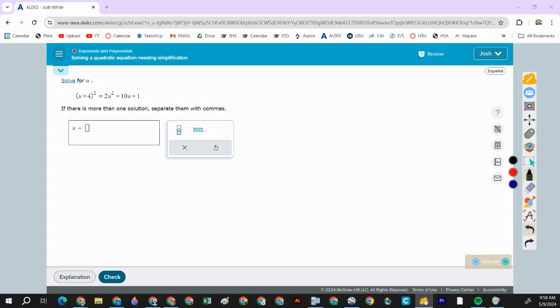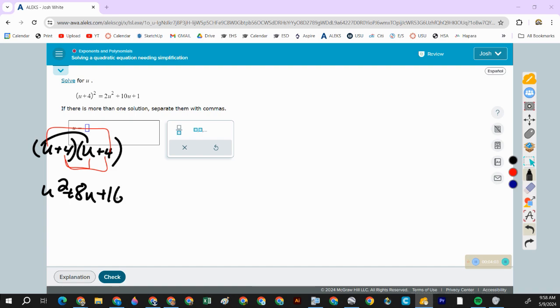All right. On the left side, I do u plus 4 times u plus 4. And that gives me u squared. This is 4u and this is 4u. So 8u plus 16. And that's equal to 2u squared plus 10u plus 1.